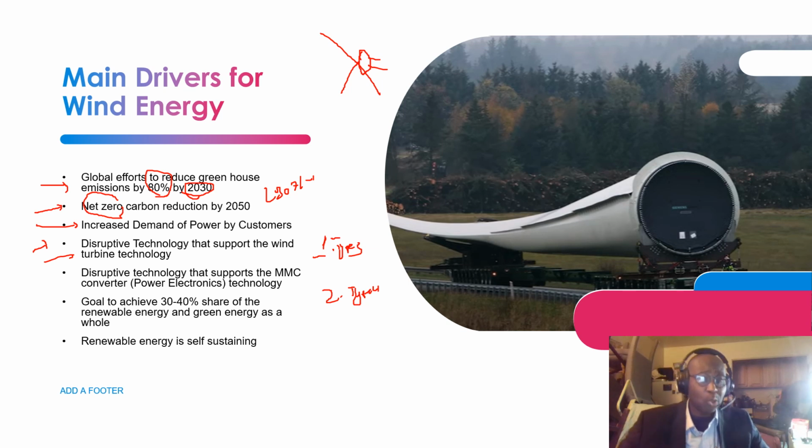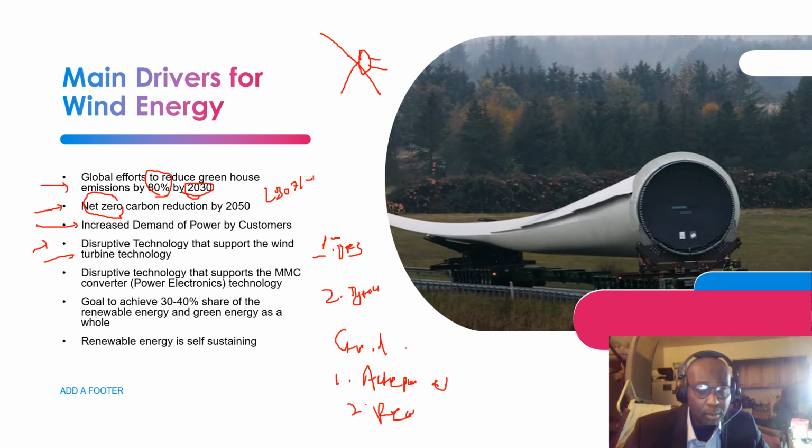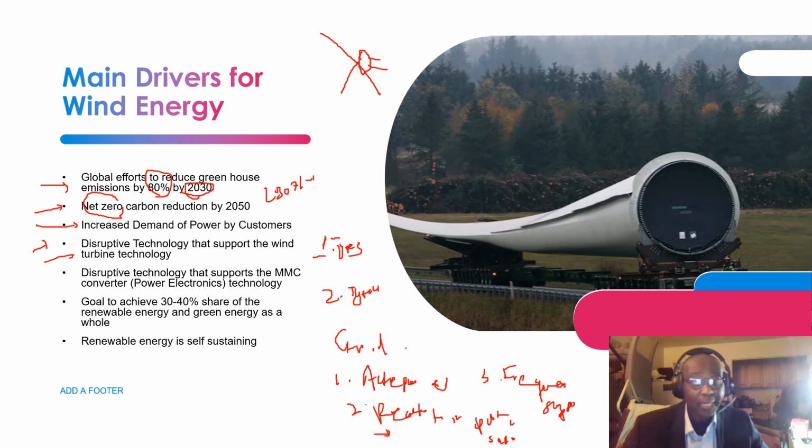Because let's talk about the grid code requirements, right? The grid code requirements are active power support, reactive power support to improve voltage regulation support, then frequency support, right? So these converters have that inherent, embedded capability to provide the active power that is needed, and the reactive power that is needed to regulate the voltage at the point of common coupling.